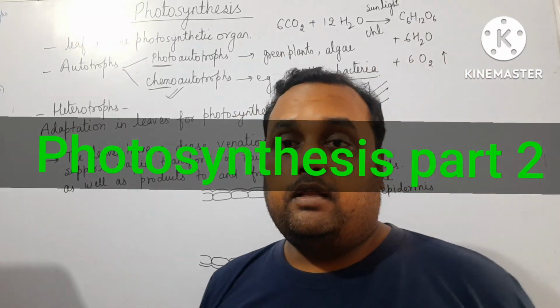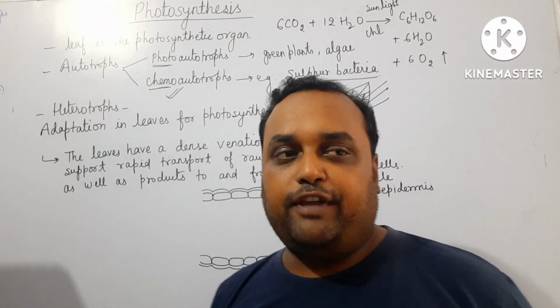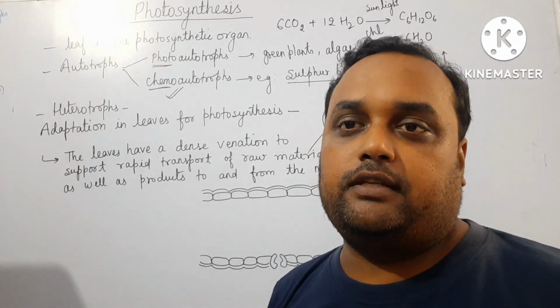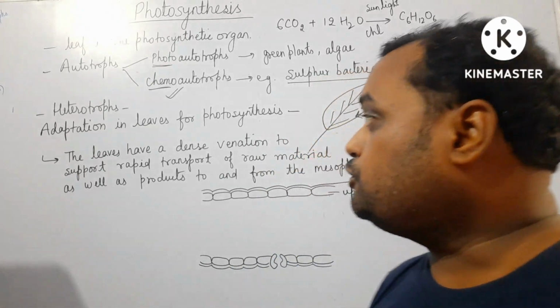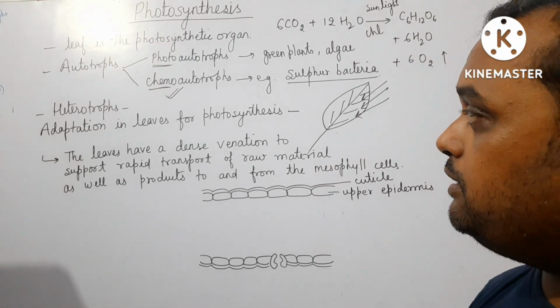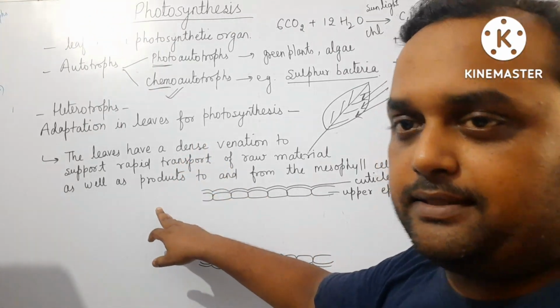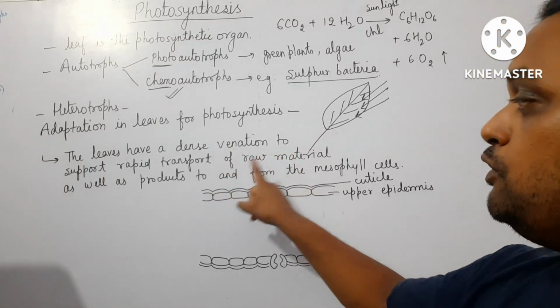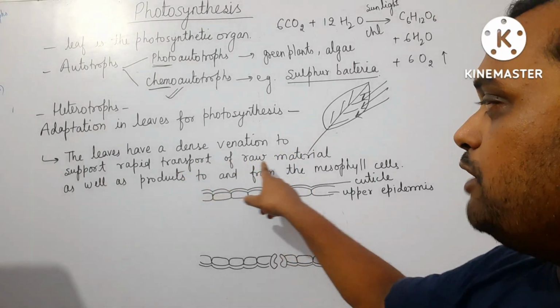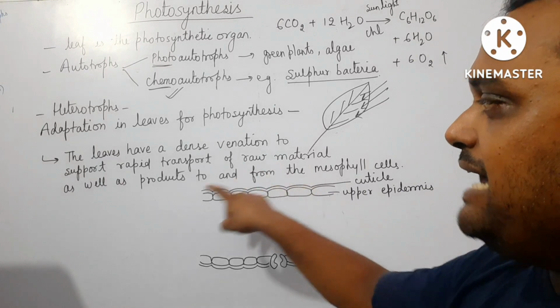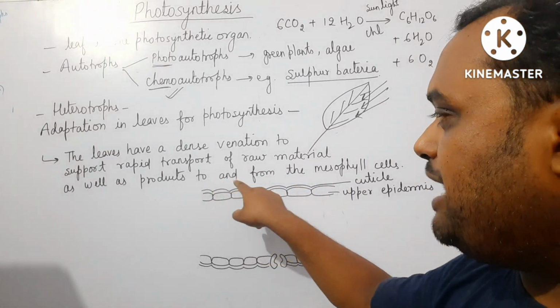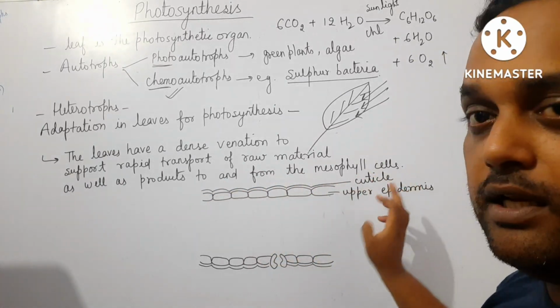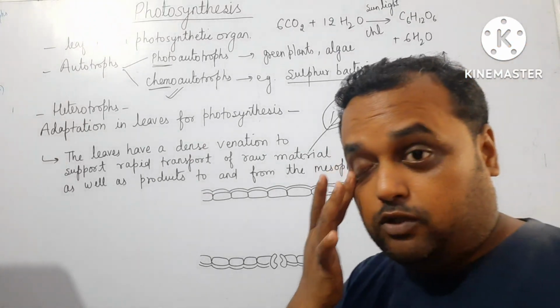So a large number of modifications are also present sometimes in the leaves. The first adaptation is in the leaf for photosynthesis. The leaves have a dense venation to support rapid transport of the raw material as well as products to and from the mesophyll cell. Now the question is, what is mesophyll cell?